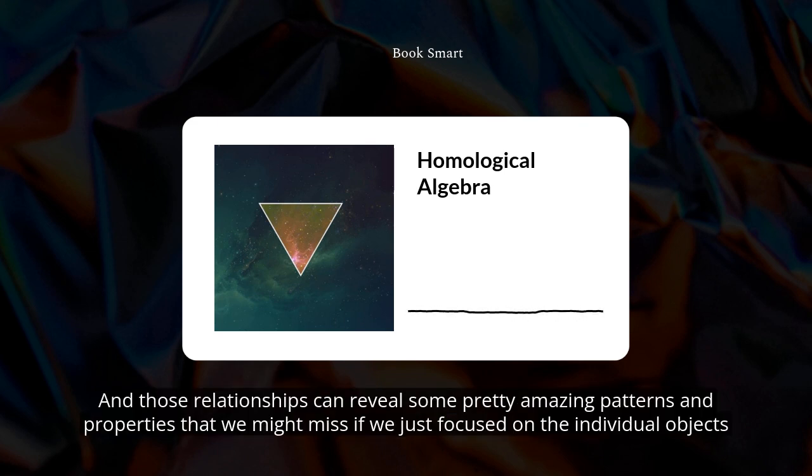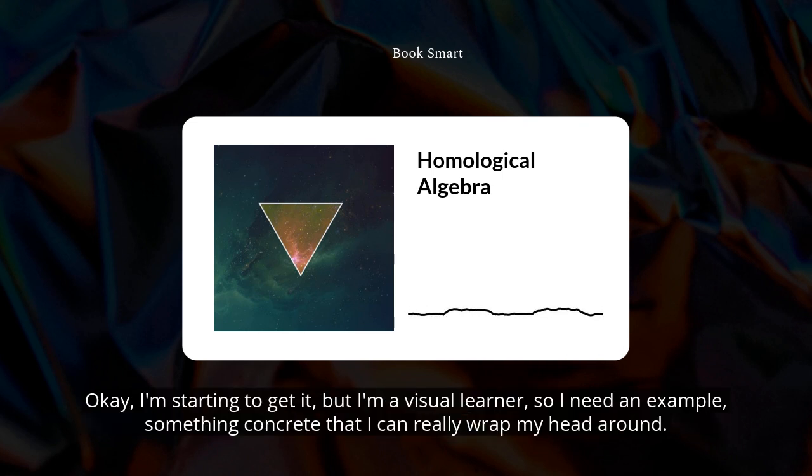Exactly. And those relationships can reveal some pretty amazing patterns and properties that we might miss if we just focused on the individual objects themselves. Okay, I'm starting to get it. But I'm a visual learner, so I need an example, something concrete that I can really wrap my head around.